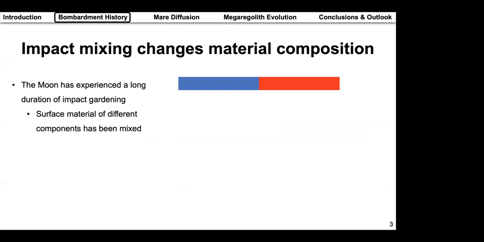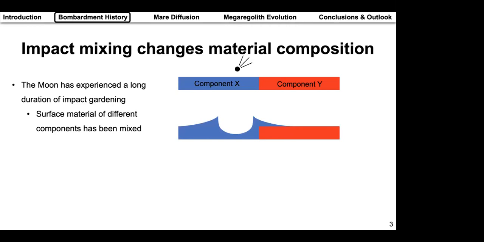Assume here there is a surface with component X and component Y. At the very beginning, there are impact events occurring on the surface of component X. Some X material is transported to the regions of component Y. Then there are impact events on the surface of component Y. The excavated component Y covers the previously transported X material.